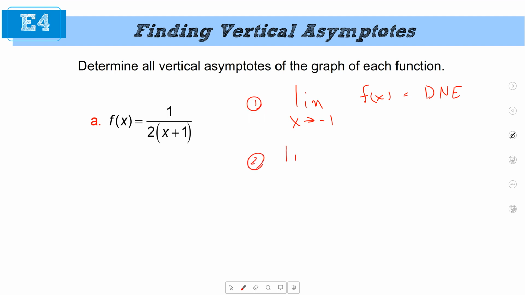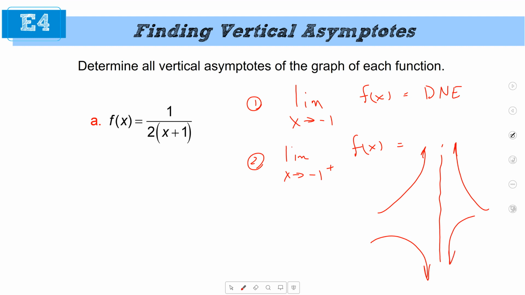Question number 2. What's the limit as x approaches -1 from the positive side of f of x? So think about this graphically. I have a rational function with a vertical asymptote at -1. It's going to do one of 4 things. Here's my asymptote. It's either going to go up on this side, down on this side. Or it's going to go down on this side, up on this side. Or, what are the other 2 cases? Both up or both down.